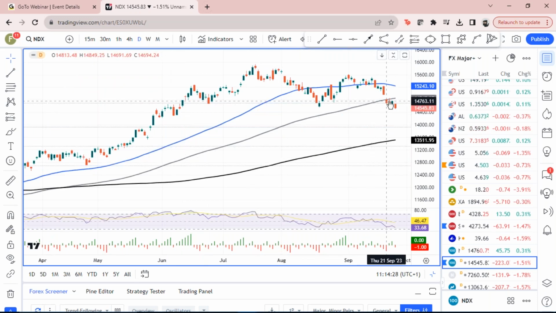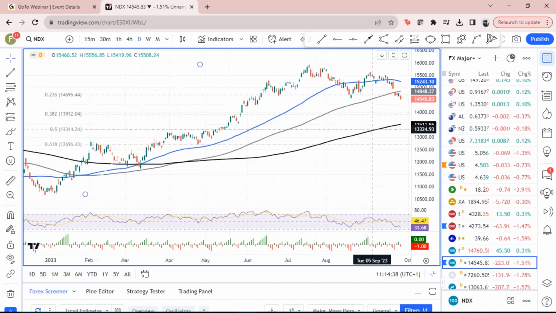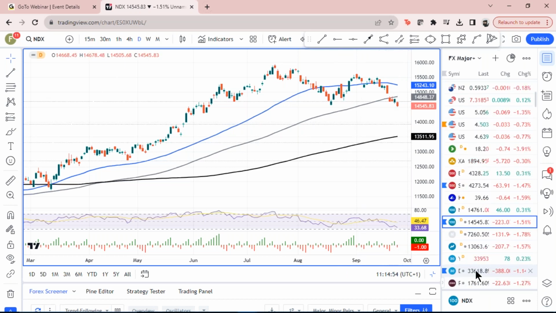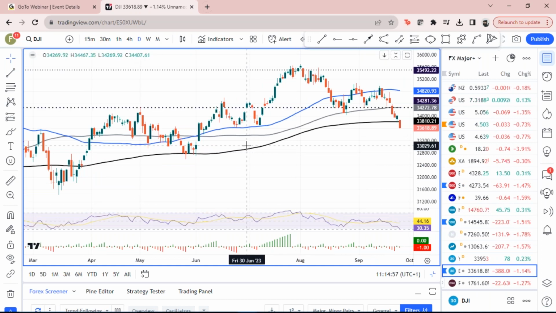Yeah, breaking down through the 100-day moving average at 14,848. Then if we do move lower, we're not looking good until sort of 14,000 potentially, and you've got that fib level at 13,932. So the 200-day is obviously way off at 13,500, just above there. So probably round numbers, 14,000 or so, potentially the next level of support in the Nasdaq 100.